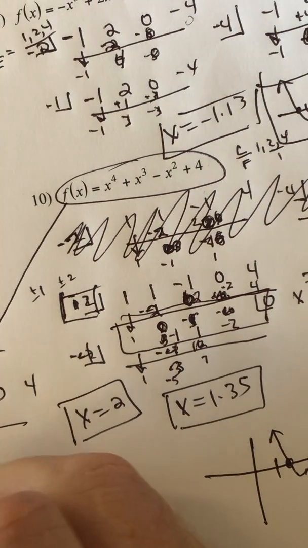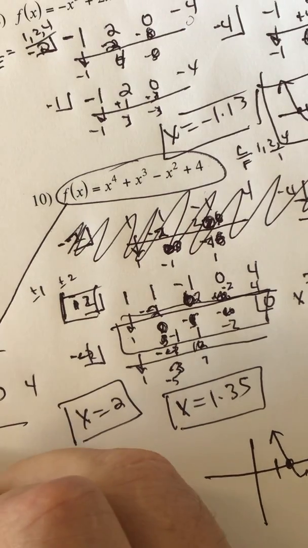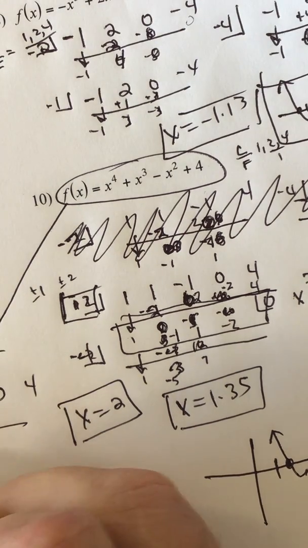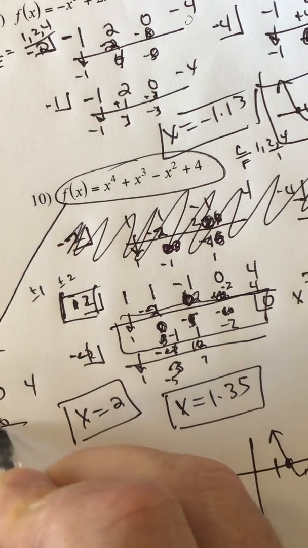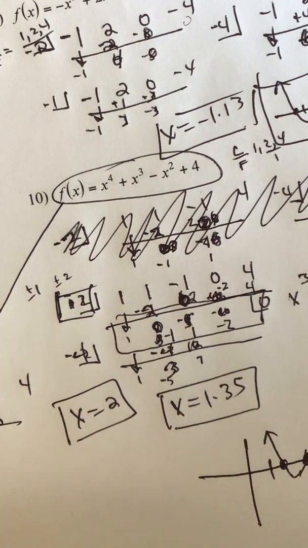So drop down the 1. 2 times 1 is 2, that adds up to 3. 2 times 3 is 6, that adds up to 5. That 2 times 5 is 10. Okay, not 2. Did I think negative 2 worked?